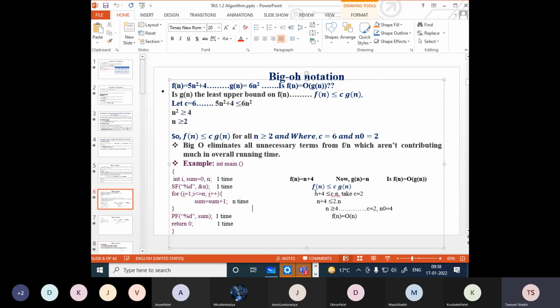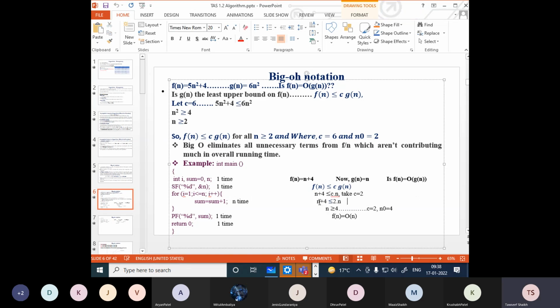As I said, whichever variable is on the left-hand side, take one extra. So here it is 1, so we will take c is equal to 2. Okay, so this will become n plus 4 is less than or equal to, in place of c it is 2, and in place of n it will be n. So to make this inequality true, n plus 4 should be less than or equal to 2n. That means n should be greater than or equal to 4.